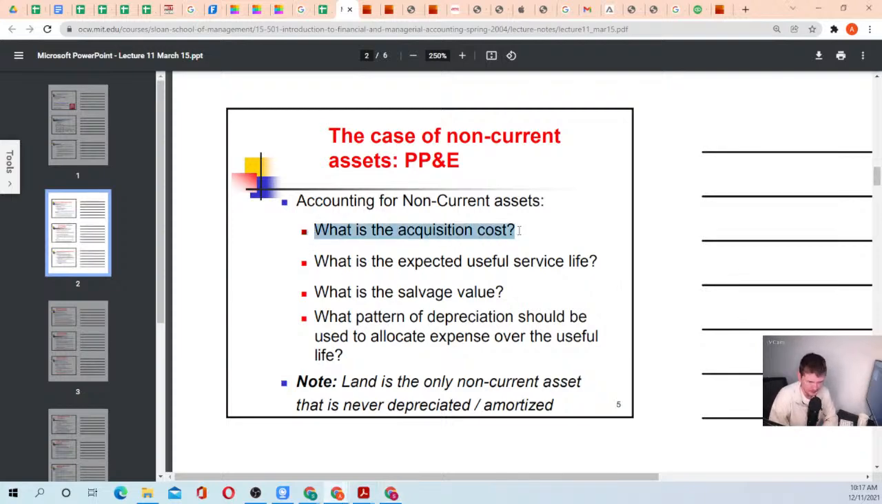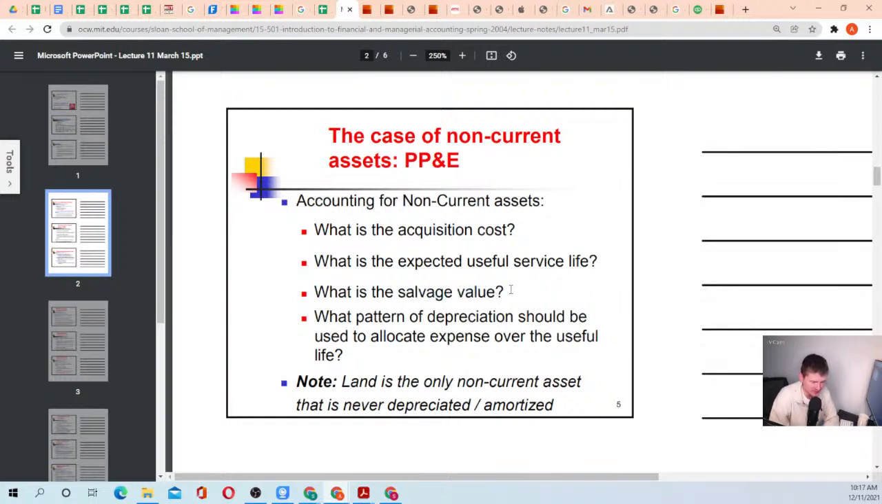Okay, so what is the acquisition cost? We actually need to go to a standard to figure that out. What's the expected useful service life? We need to apply our judgment to determine that. What is the salvage value?